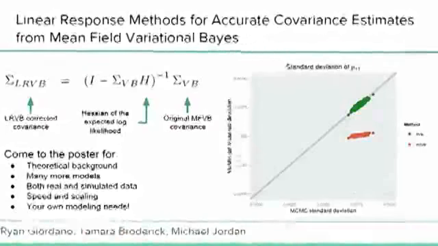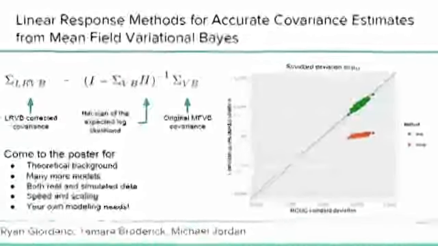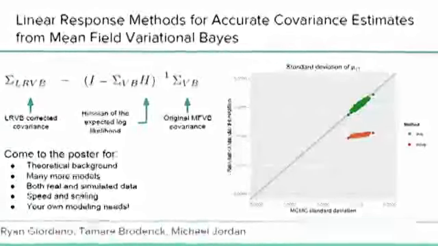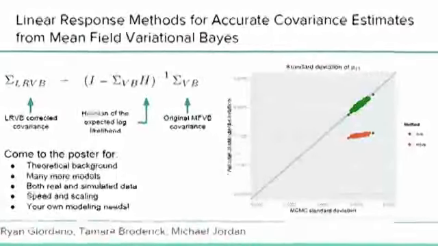And as you can see on the graph on the right, the green dots represent the linear response standard deviation estimates for that component on the same model, and they match the MCMC results at a small fraction of the time. We've demonstrated that linear response methods work on a wide variety of models, providing accurate MCMC-like covariance estimates, but in variational-based time.